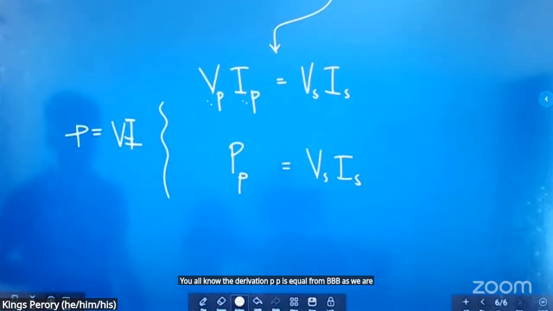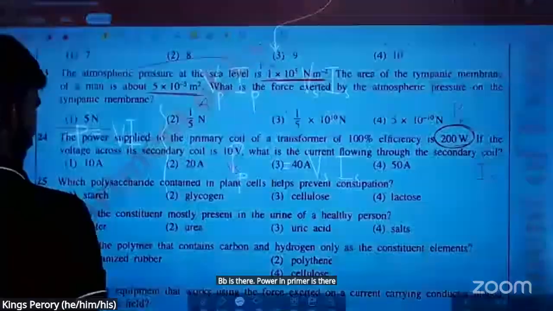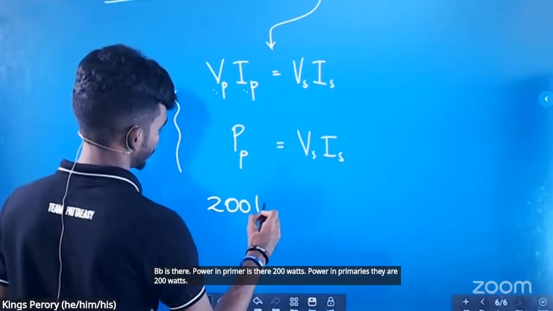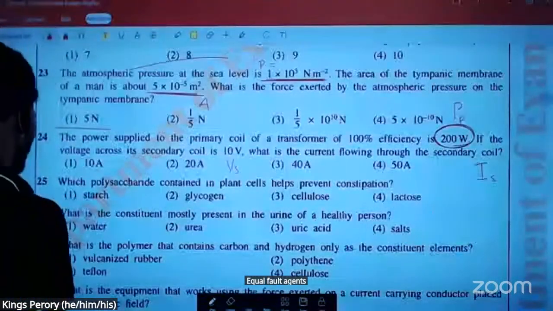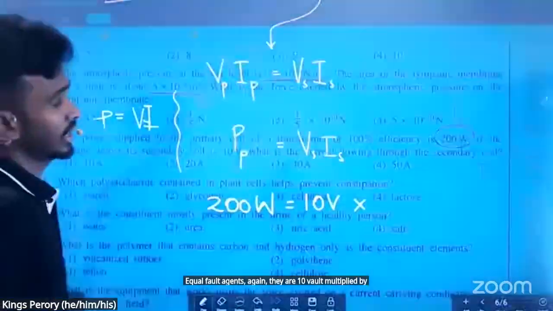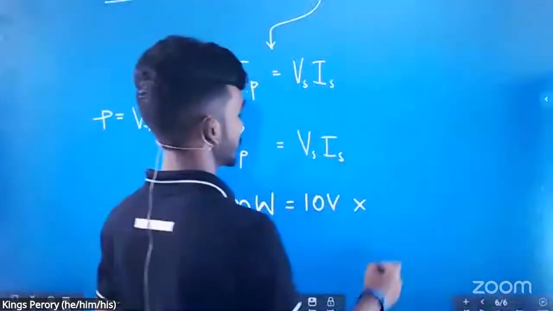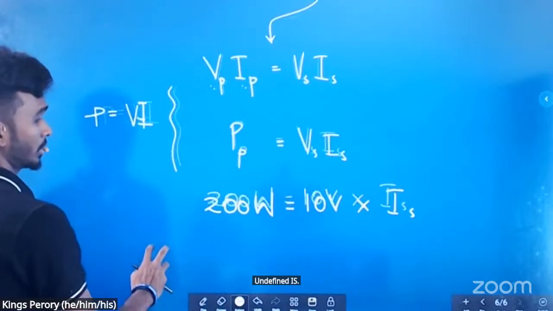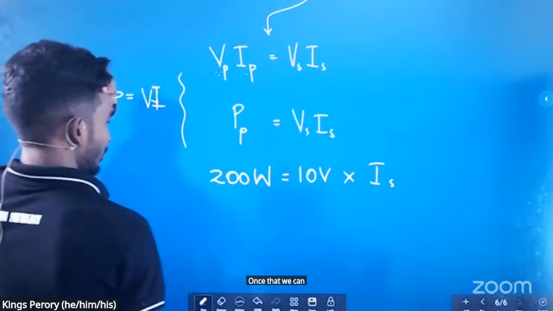Now PP is there. Power in primary is 200 watt, equal to voltage in secondary, which is 10 volt, multiplied by current in secondary, which is what they are asking. IS. Can't you find IS? Now maths. One shot we can find.